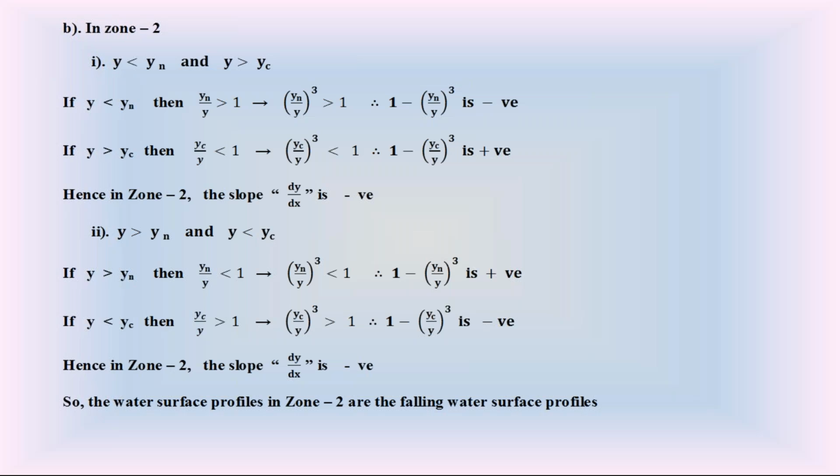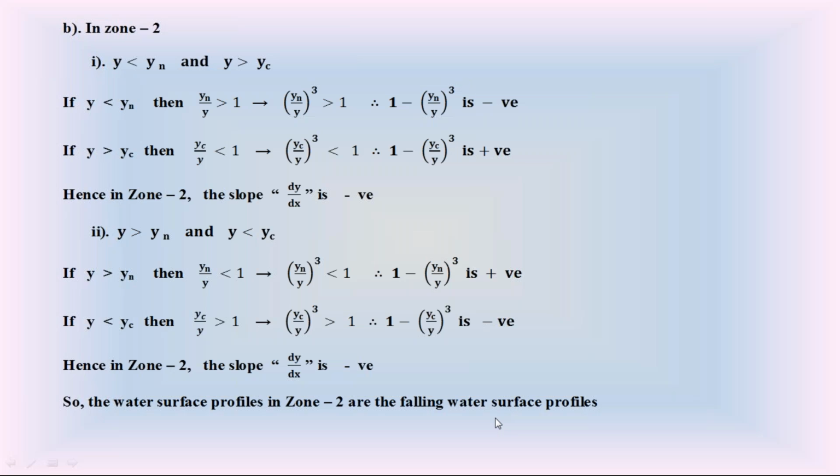Whatever the channel bottom slope may be, in zone 2 of all the open channels, the slope of the water surface profile dy by dx is negative. If the slope is negative, the water surface profile is a falling water surface profile. So in zone 2 of all the open channels, the slope of the water surface profile is negative, and the water surface profile in zone 2 is a falling water surface.